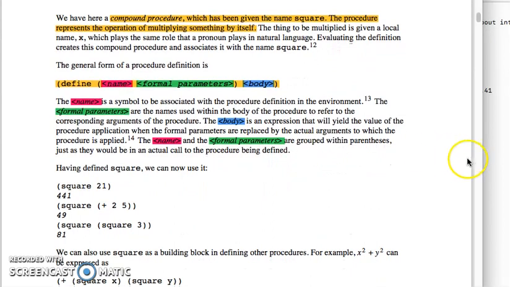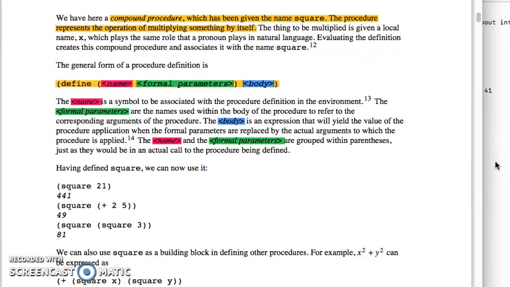Here we have a compound procedure, which has been given the name square. The procedure represents the operation of multiplying something by itself. The thing to be multiplied is given a local name x, which plays the same role that a pronoun plays in a natural language. Evaluating the definition creates this compound procedure and associates it with the name square.